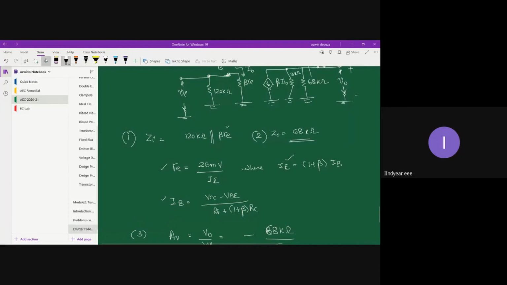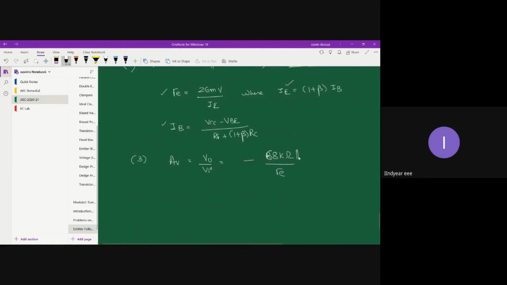So Z naught is 68 kilo ohm parallel with 3 kilo ohm. So this is how you solve this problem.